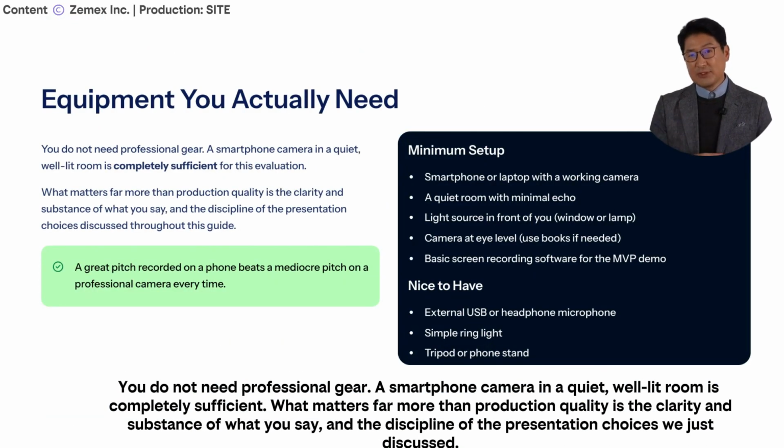You do not need professional gear. A smartphone camera in a quiet, well-lit room is completely sufficient. What matters far more than production quality is the clarity and substance of what you say and the discipline of the presentation choices we just discussed.